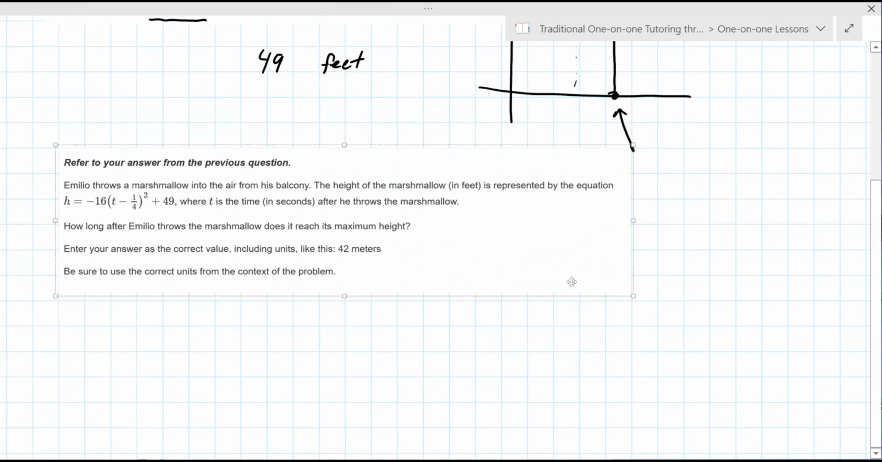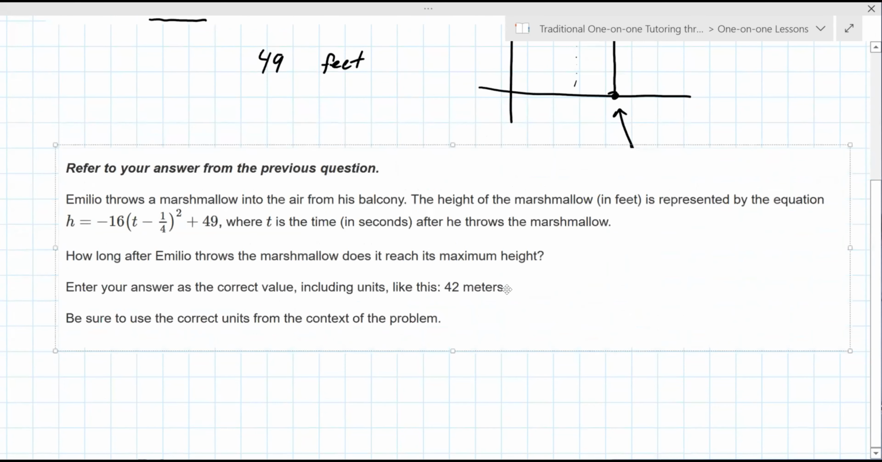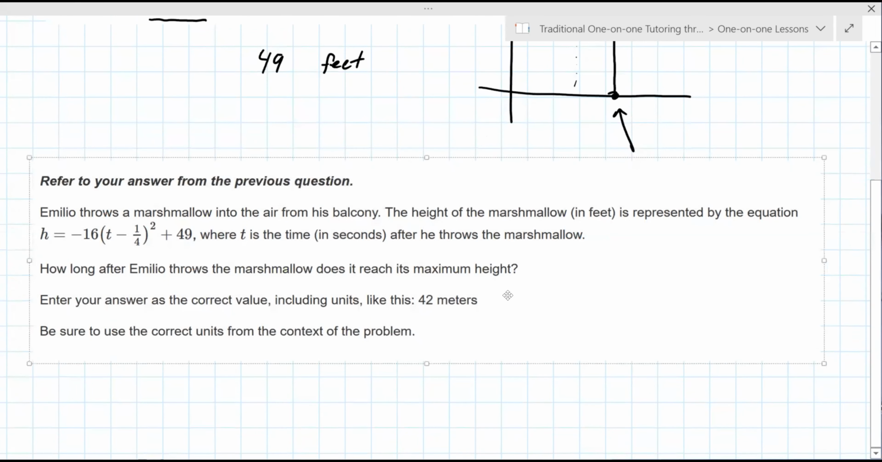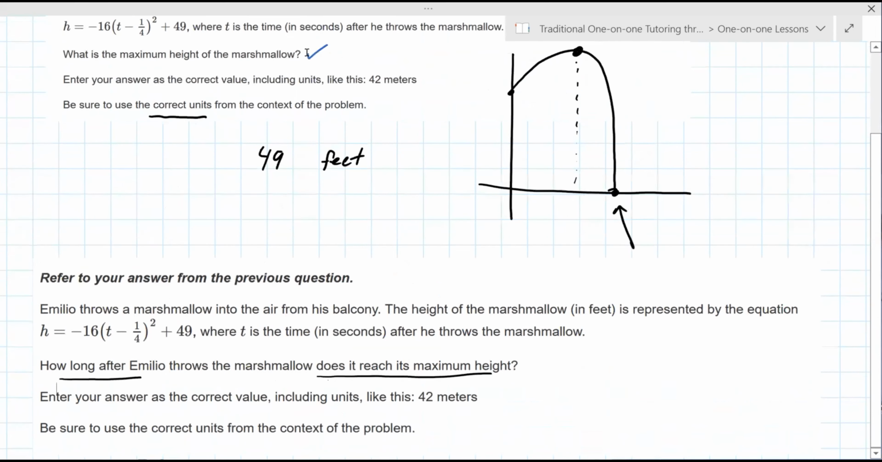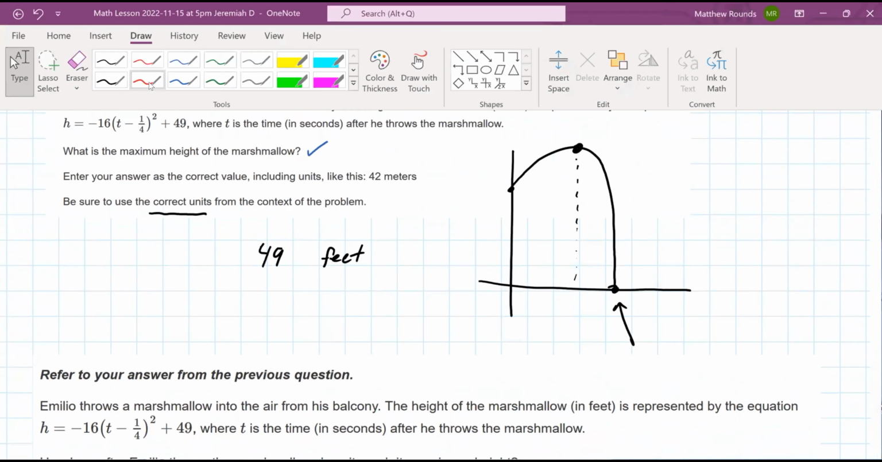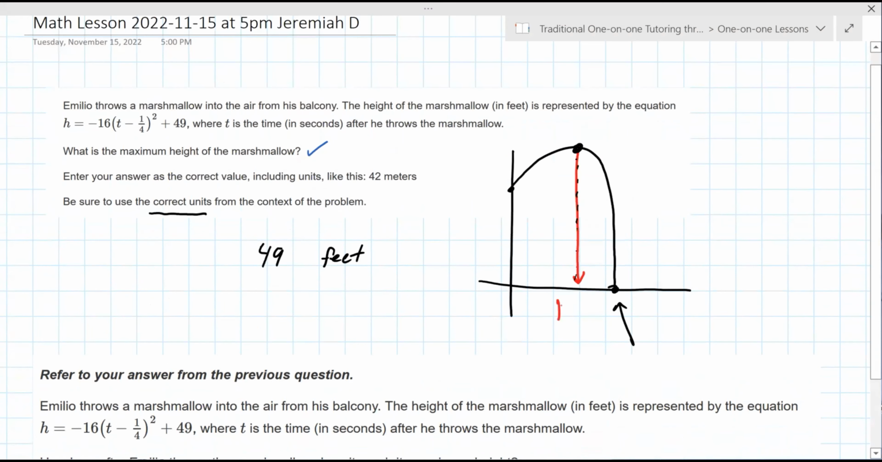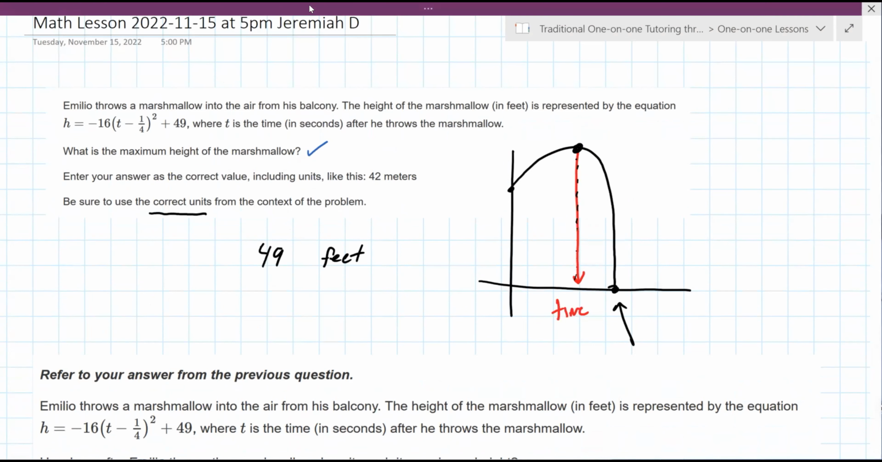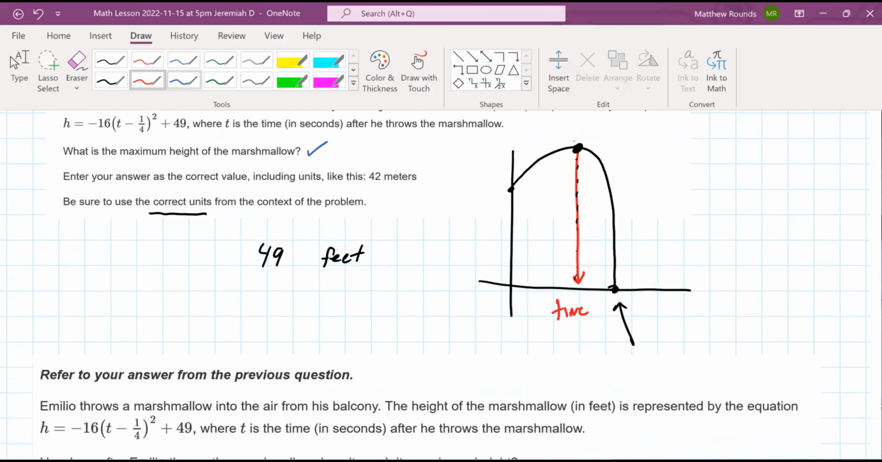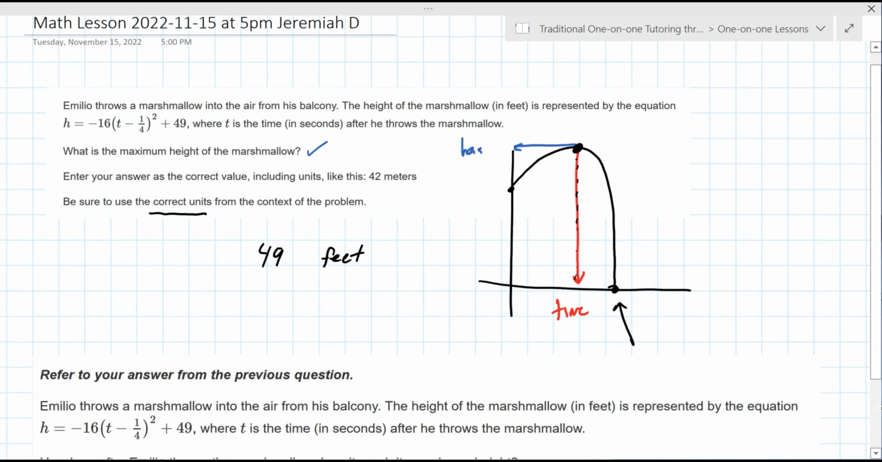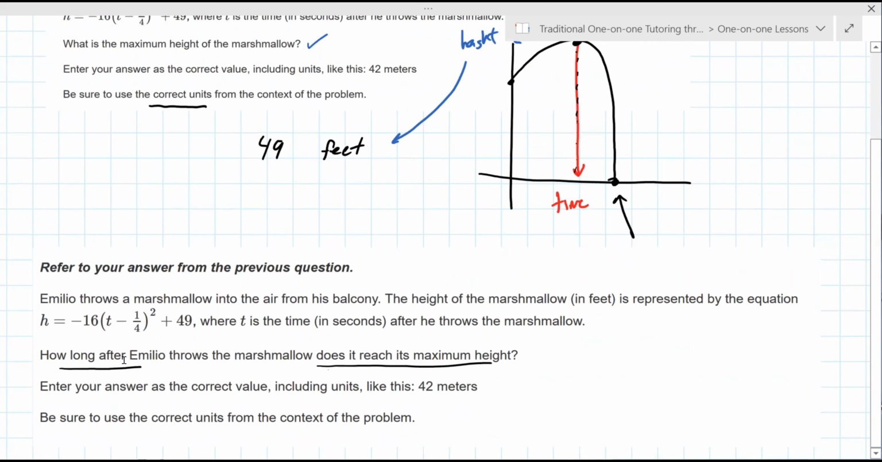All right, so the second question is exactly the same as the previous one, but this time they want to know the time to reach the maximum height. So if we go back to our graph, there's really two values here. There's the x value, that's the time that it took, and then there's this y value, which is the height. So the height is what it wants in question one. The time is in question two, the time it takes.